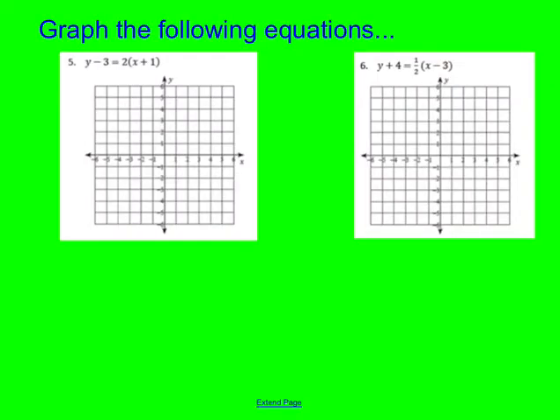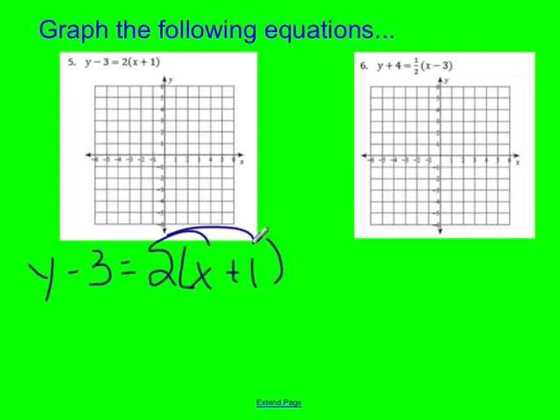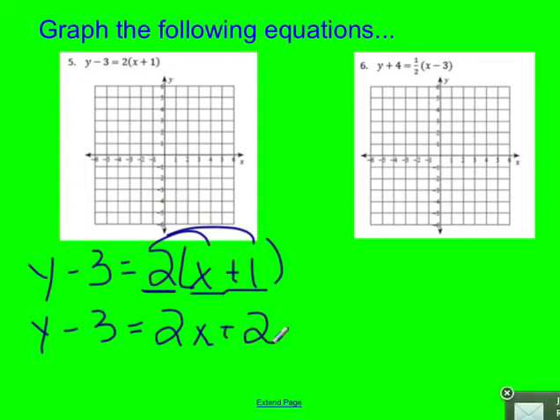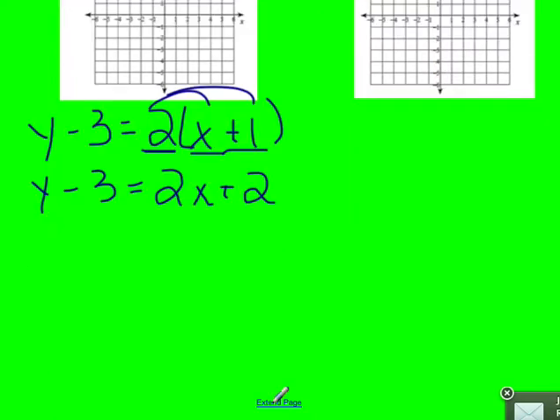For number 5, first thing I need to do is solve that equation for y. So I have y minus 3 is equal to 2 times x plus 1. The first thing I want to do is take that 2 and distribute it in. So I have y minus 3, 2 times x is going to give me 2x, 2 times 1 is going to give me 2. Then what I want to do is get that minus 3 over to the other side.